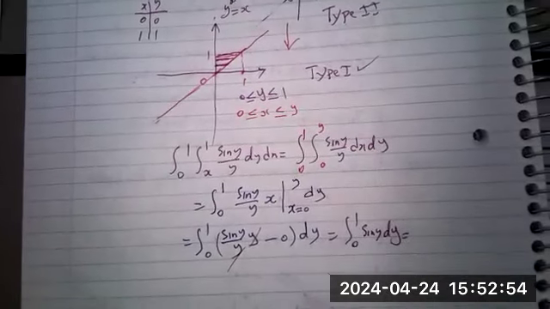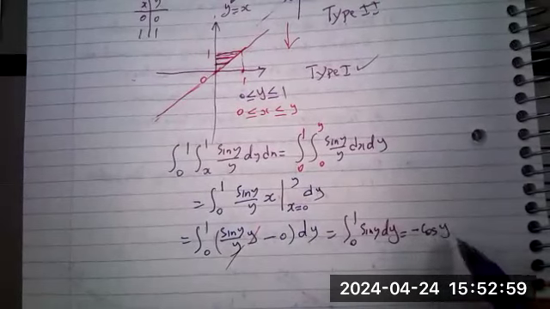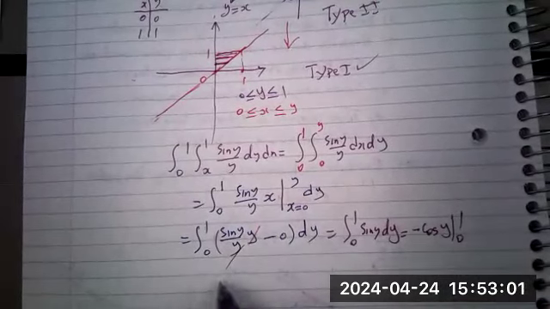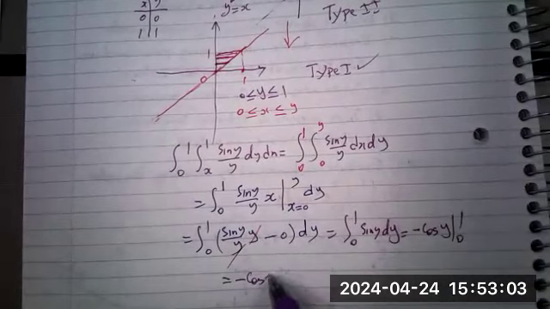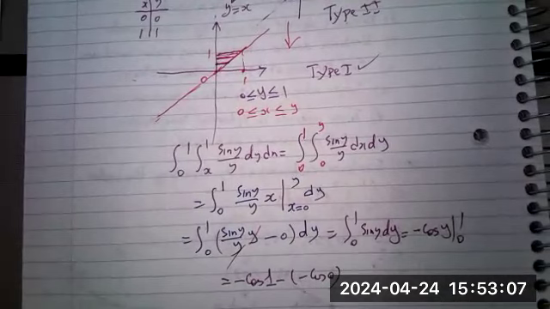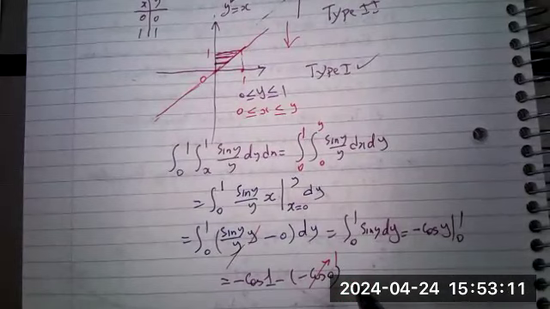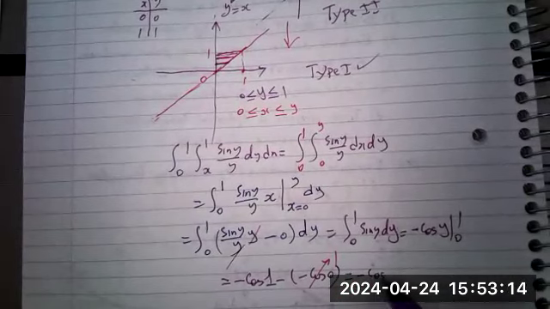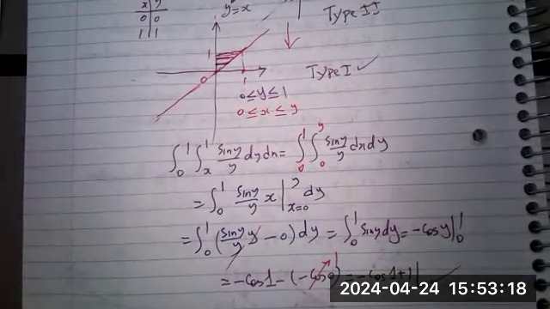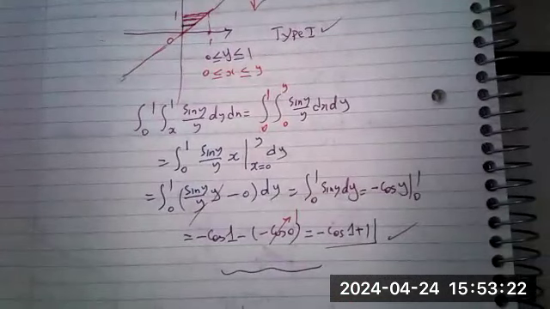The integral of sine is negative cosine, so negative cosine of y from 0 to 1. If you substitute that, you get negative cosine of 1 minus negative cosine of 0. Cosine of 0 is 1, so the result is negative cosine of 1 plus 1. The final answer, you write it down as is. You can use your calculator to get the value if you like, but you don't have to.